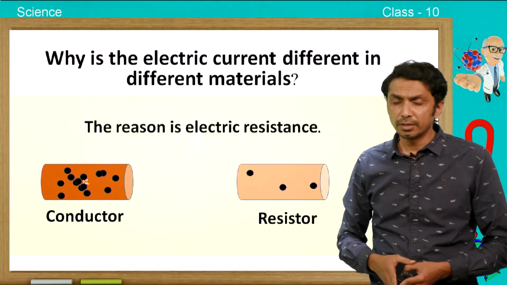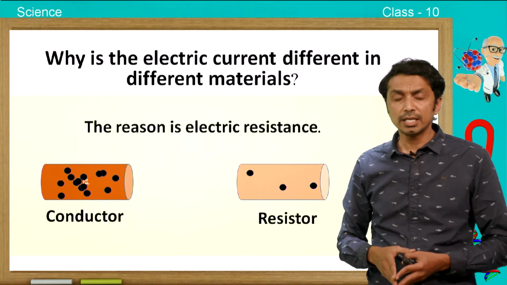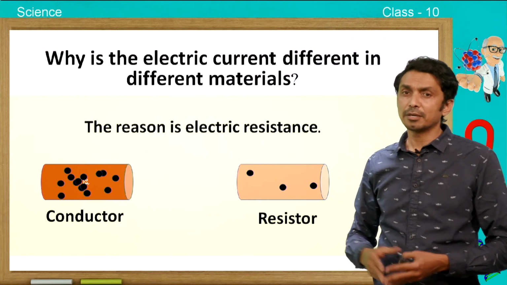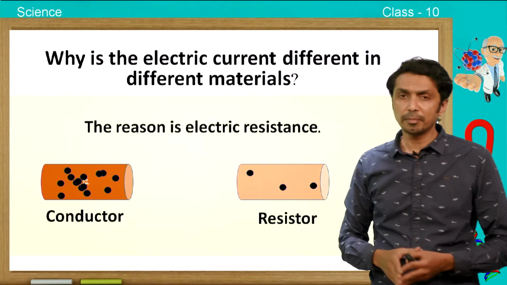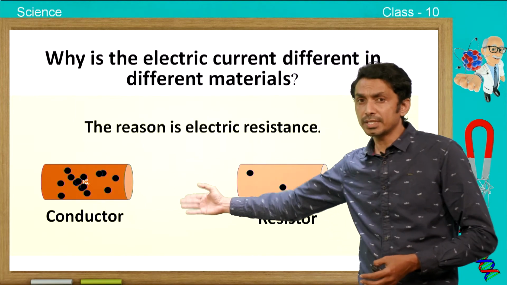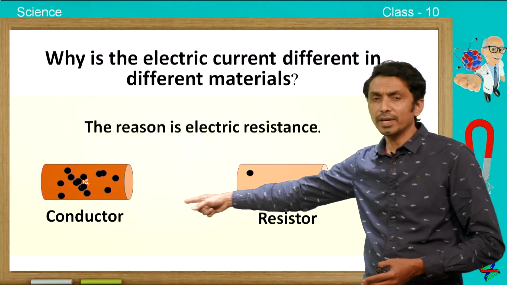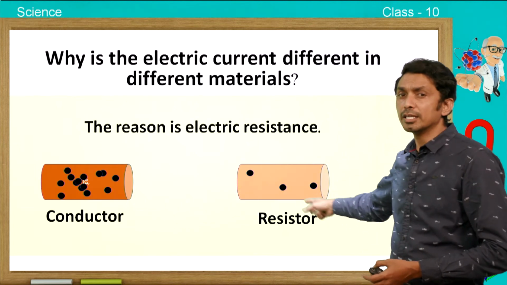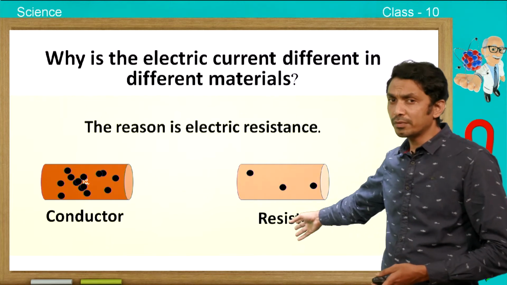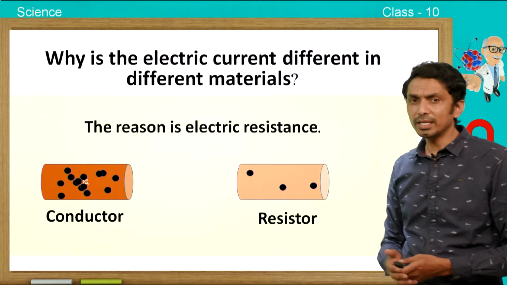Children, why do you think the flow of charges is different in different materials? Yes, it is because of the resistance of the material, right. So, as you can see, if it is a conductor, then we can see the charges are flowing very easily, whereas if it is a resistor, then what do you observe here? Here the flow of charges is very less.